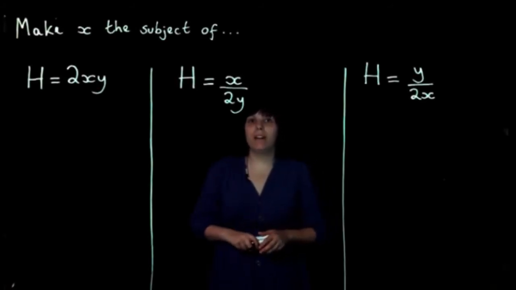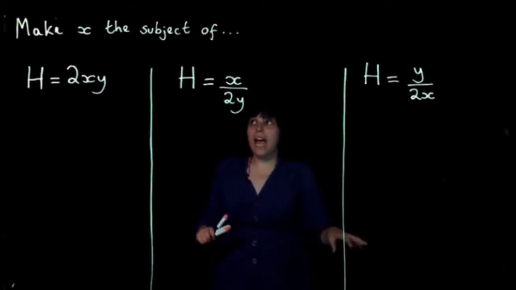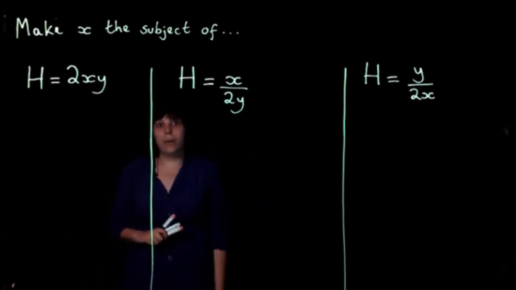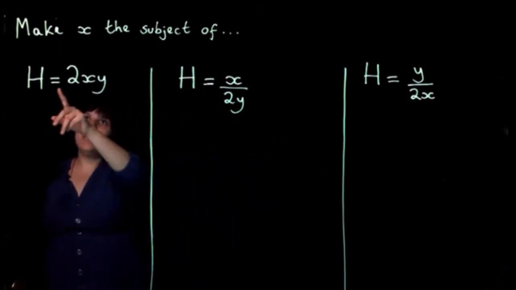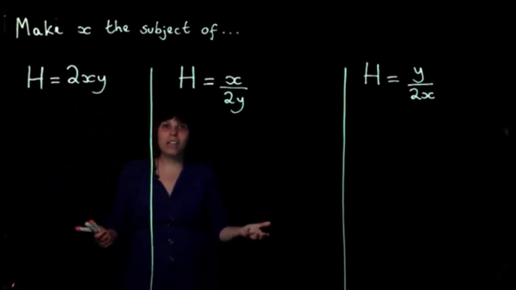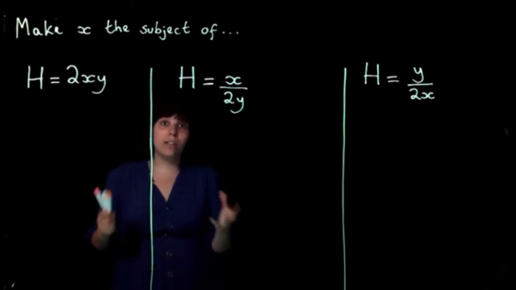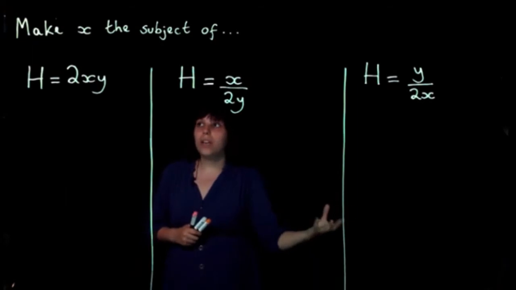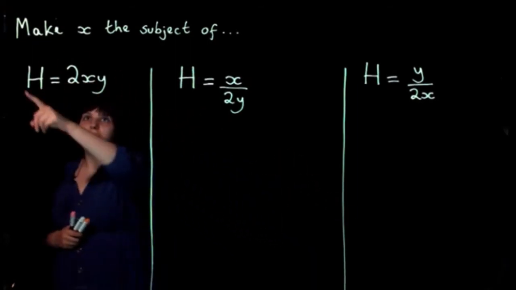In this video, we're going to be rearranging formulae, and we're going to make x the subject of all these equations. So in the first one, we've got h equals 2xy. Now when we say make x the subject, what we mean is we want to get x on its own at the end. So we want x equals something.